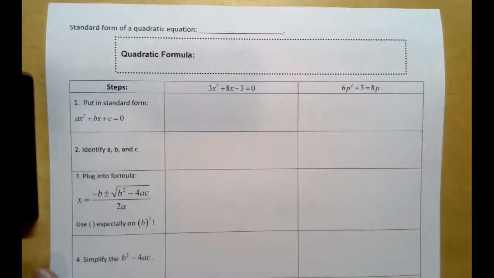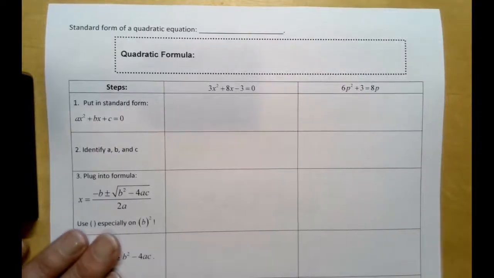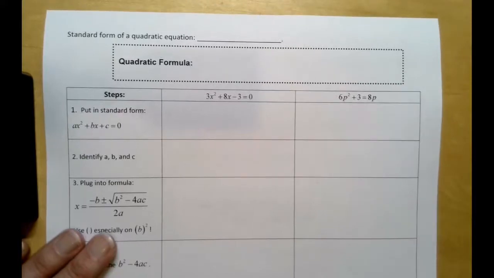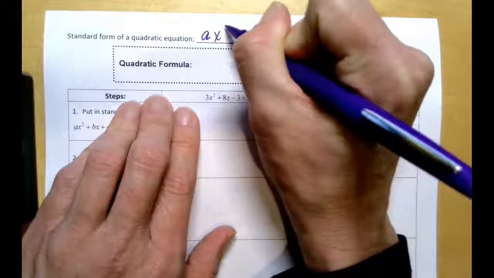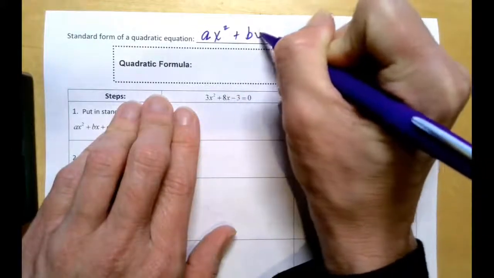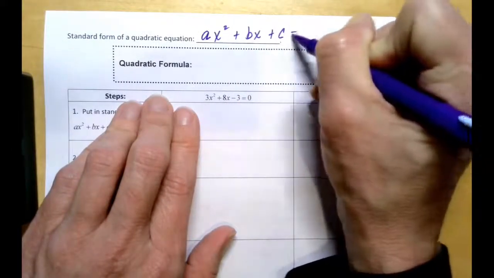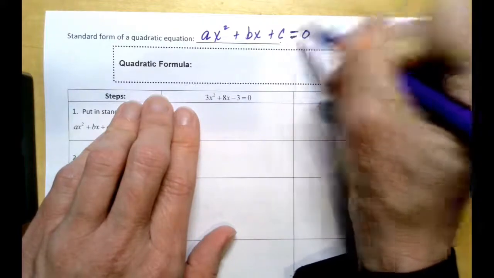All right, so let's look at some more examples of using the quadratic formula. First of all, we'll go ahead and write our standard form: ax squared plus bx plus c is equal to 0. Let's talk about that a little bit.